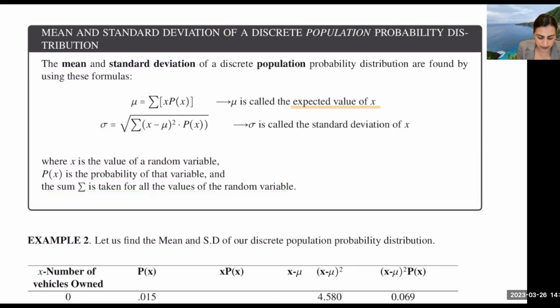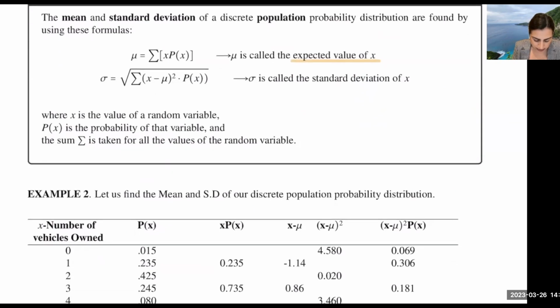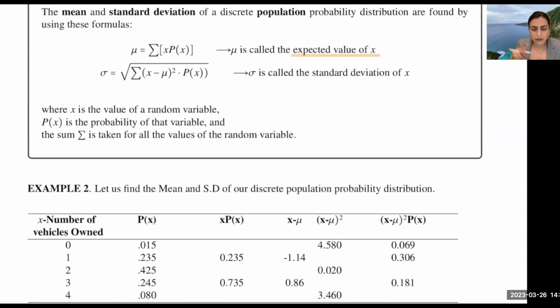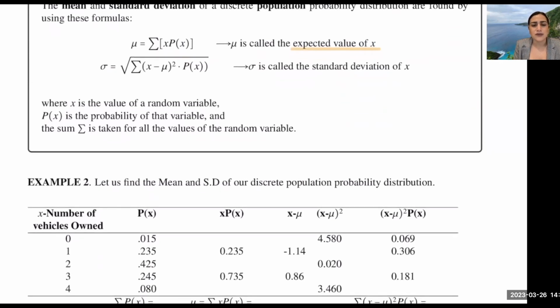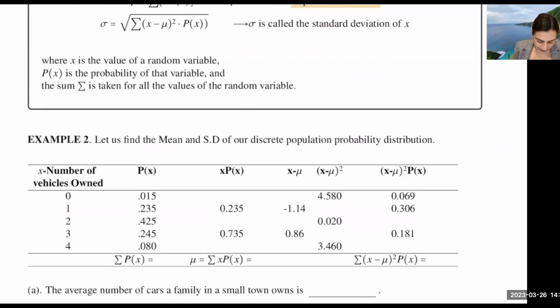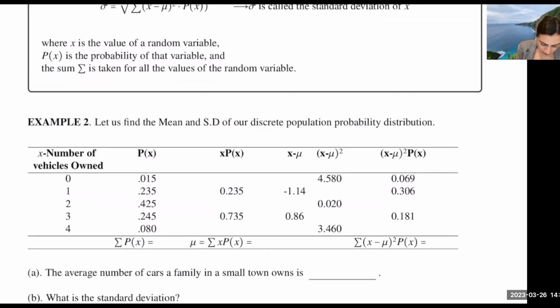So again, x is the value of a random variable, p of x is the probability of that random variable, and the Greek symbol sigma is denoting the sum. Okay, so let's go ahead and look at a probability distribution and use that to find the mean and the standard deviation. Right, so let's suppose here we have an example.